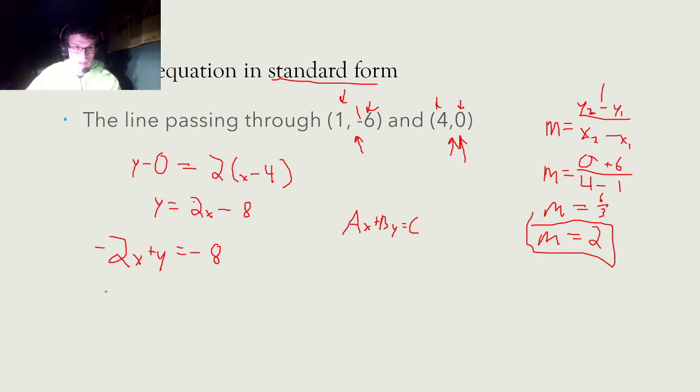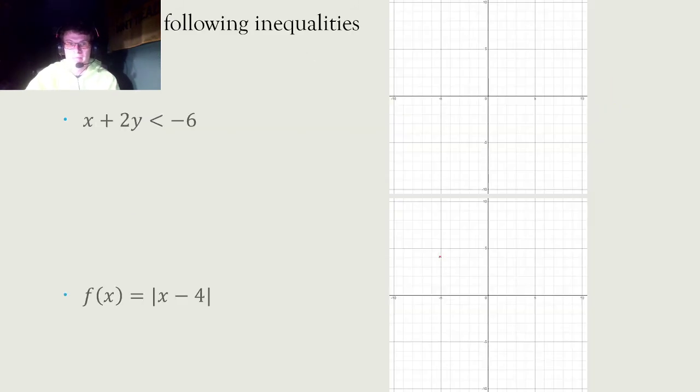Negative 2x plus y equals negative 8 is the answer. If you got 2x minus y equals 8, that's also okay, because that is the exact same thing. All right, that's how you do that.